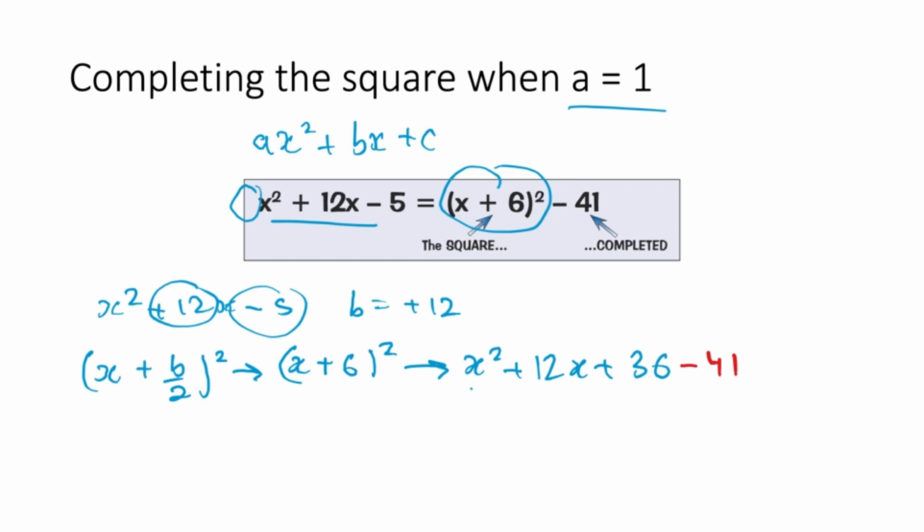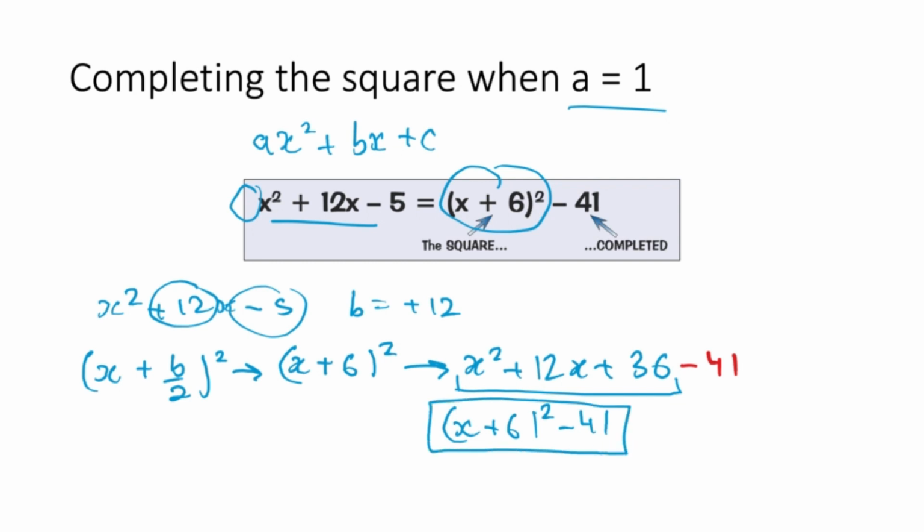Then you go ahead and you convert the expanded perfect square back into its perfect square form. So x plus 6 squared, and then you add the minus 41 at the end. So then you got your new completed square: x plus 6 all squared minus 41. Now in this form, you can solve for x easily. Completing the square basically puts an expression into a form in which you can solve for x more easily.